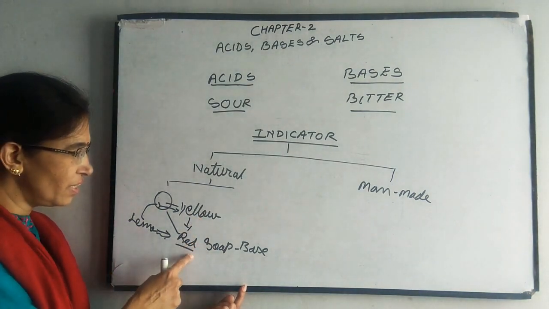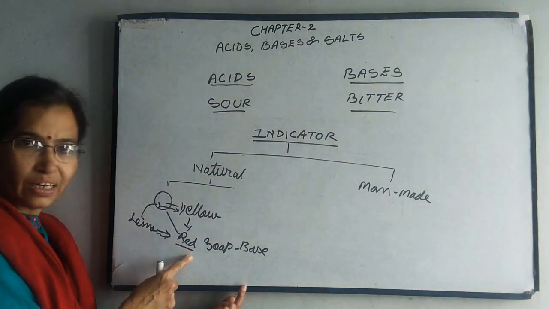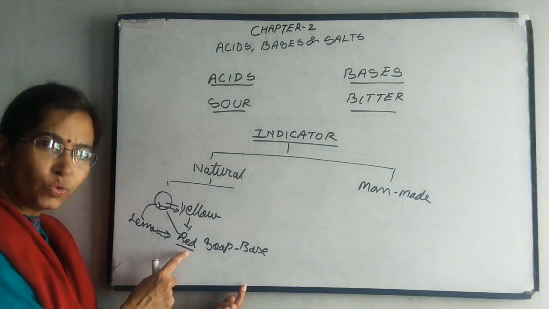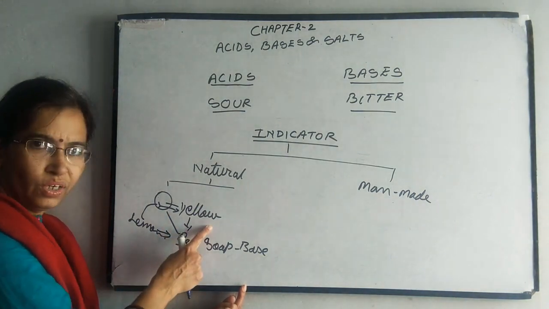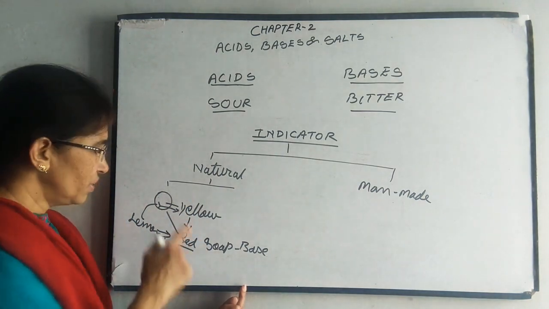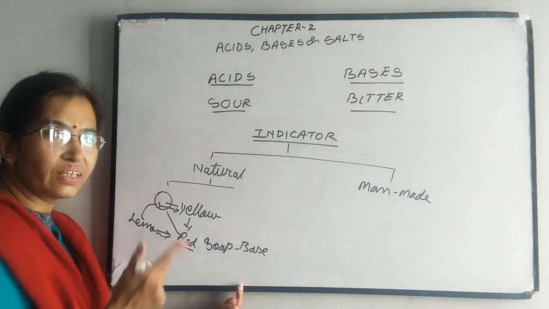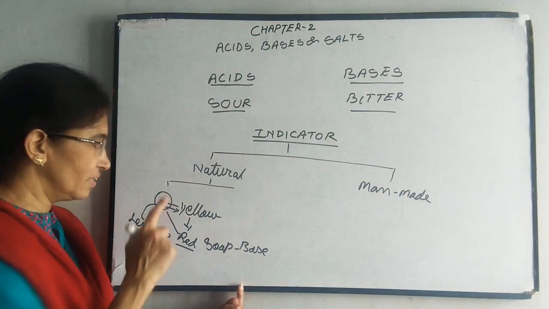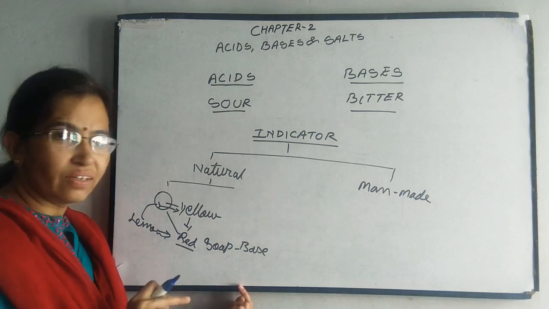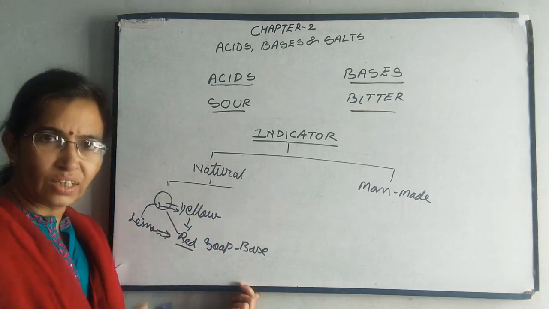It means in basic medium, turmeric color will be red. Then as we put lemon, which has citric acid in it, as the medium changes to acidic, it again turns to yellow. So turmeric is yellow in acidic medium and red in basic medium. So it is a natural substance. That's why we consider it a natural indicator. Another natural indicator is red cabbage. And the third one is China rose. All these are natural indicators.